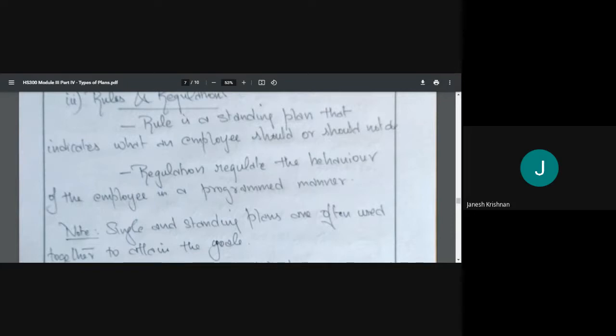Also, regulation means to regulate the behavior of the employee in a programmed manner. How you should behave, what the regulations are. It may be in your attire, dressing level. You should wear formals. You should tuck in your shirts. That will be regulation. Also, what you have to understand is that single use and standing plans are not either or, they may be used together.